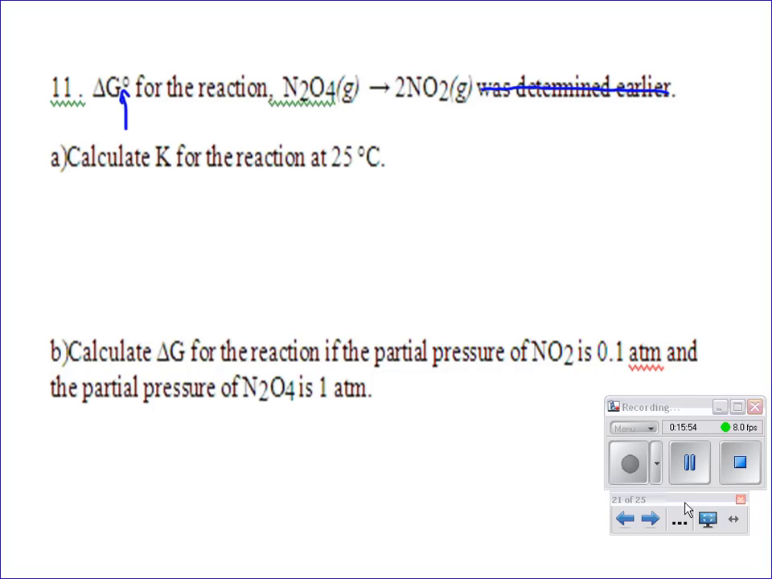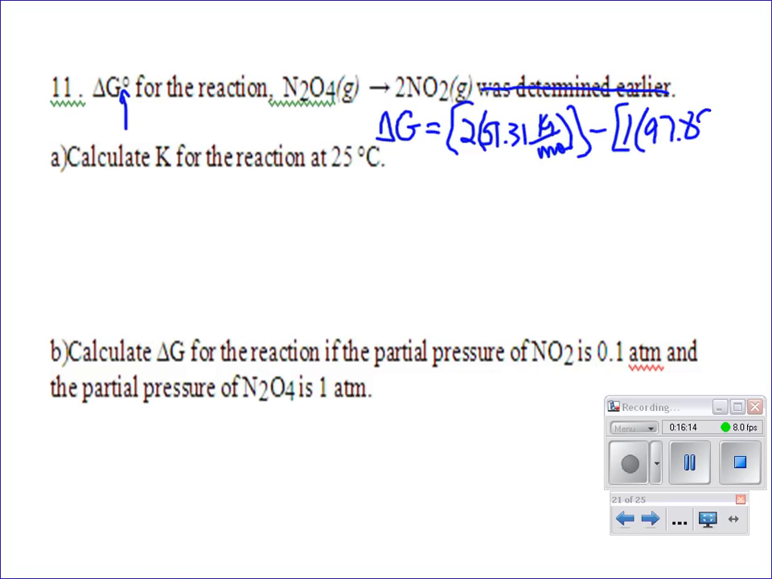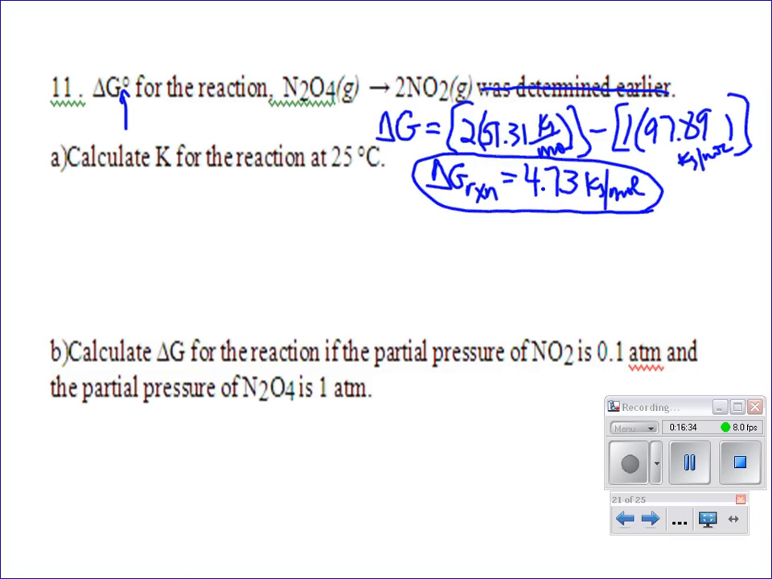So go ahead and look at your tables and make sure I've got the right numbers here. Delta G, the last column, you've got coefficient of 2 times 51.31 kilojoules per mole is the NO2. Products minus the reactant of N2O4 was 97.89. And this is kilojoules per mole as well. So when they did the math, they got a delta G of reaction to be 4.73 kilojoules per mole. So just check the math. I think those numbers are right.